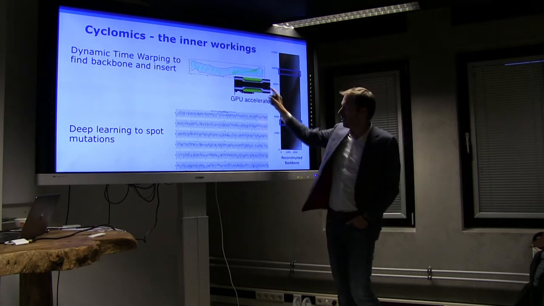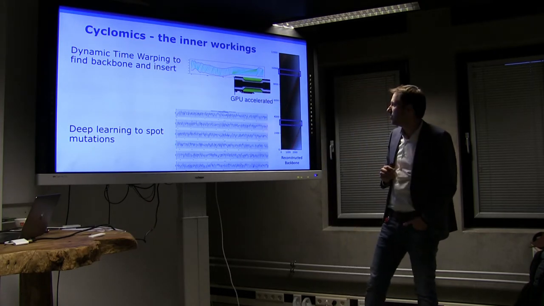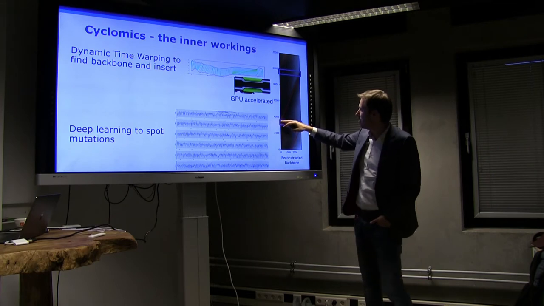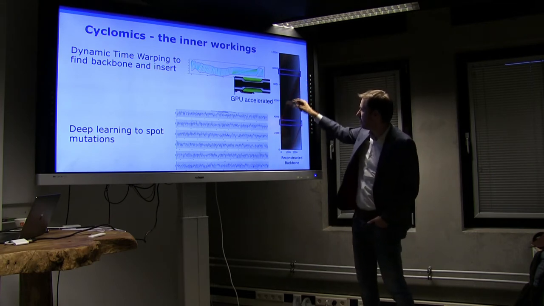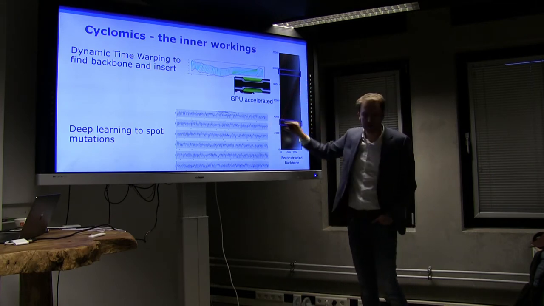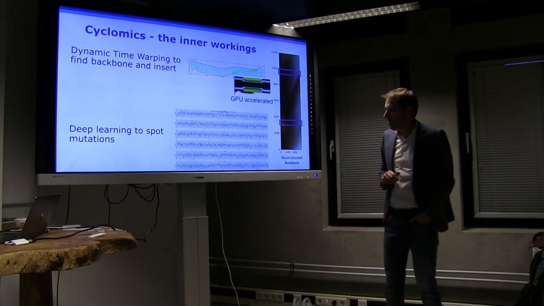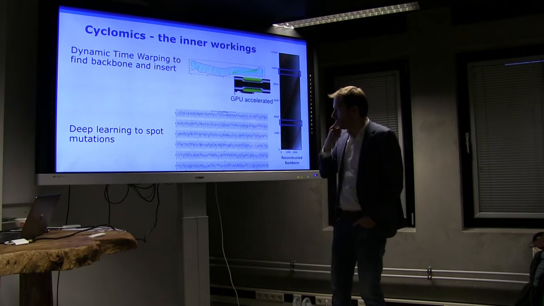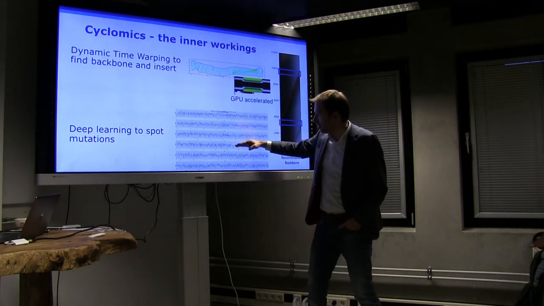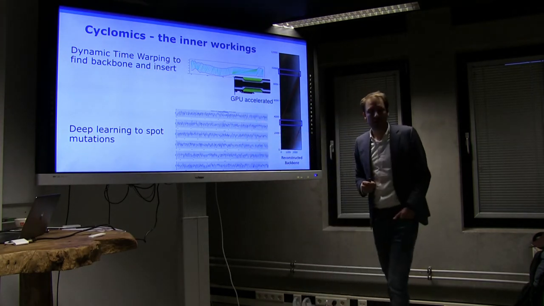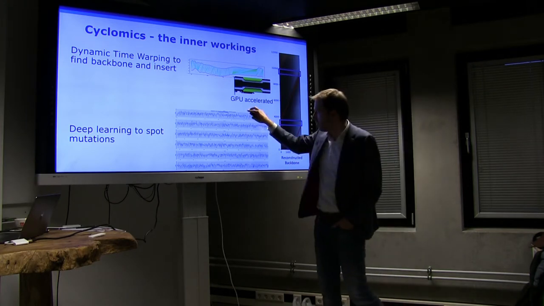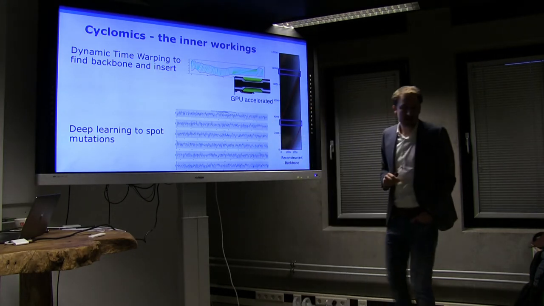The nice thing is that we can use GPU acceleration to get this. This is the traces, so these are the backbone matches. You see a very nice match, and then this segment in the middle is predicted to be the insert between two backbones. Now, this works actually quite well, and then you get these signals for these inserts. And now the question is, can we spot in this data these mutations?